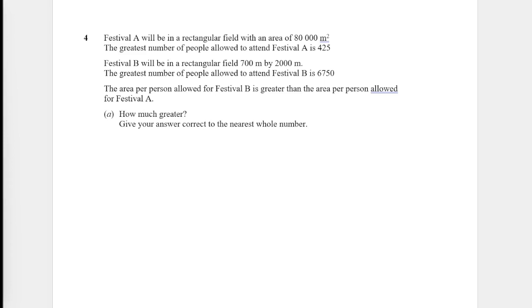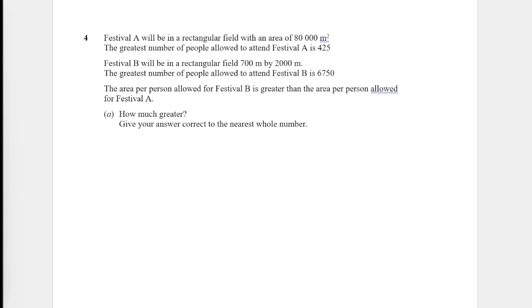Okay, question 4. Festival A will have a rectangular field with an area of 80,000 meters squared. The greatest number of people allowed to attend the festival is 425. Festival B will be a rectangular field 700 meters by 2,000 meters. The greatest number of people allowed to attend Festival B is 6,750. The area per person allowed for Festival B is greater than the area for Festival A. How much greater? Give your answer correct to the nearest whole number.